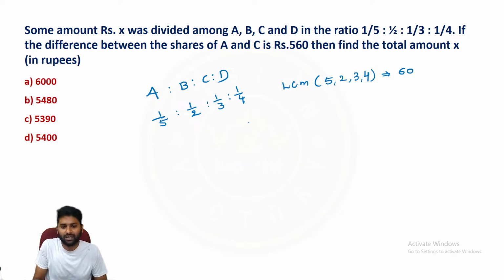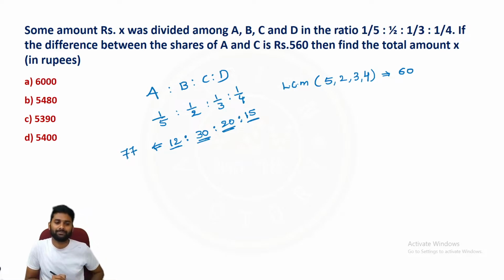60 units. 5 becomes 60, so 12 units. 2 becomes 60, so 30 units. 3 becomes 60, so 20 units. 4 becomes 60, so 15. Now, before distribution, the total value is the sum of all the numbers: 30 plus 20 is 50, 12 plus 15 is 27. The total value is 77 units.